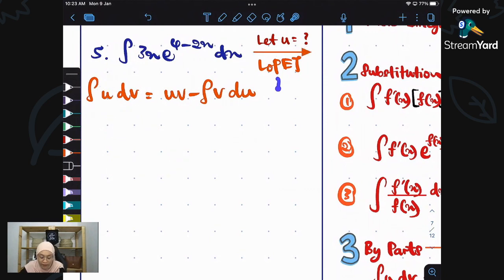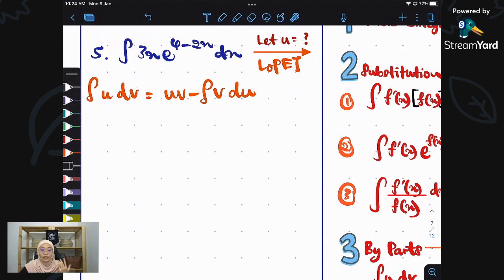The one that comes first will become your u. So in this case, you have a polynomial, you have an exponent. Which one comes first? Is it poly or is it exponent? According to LOPAD, the poly is before the exponent. Therefore, your u will become the 3x here, and the rest of them will become the dv.